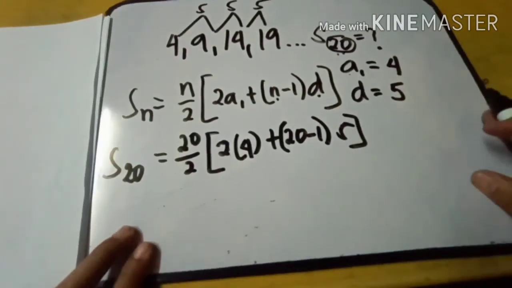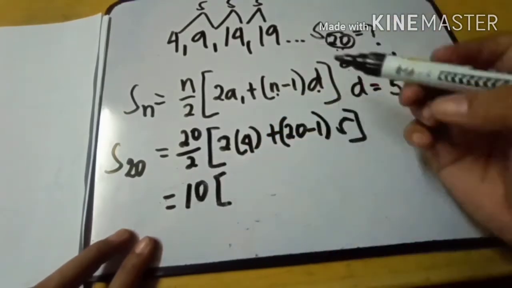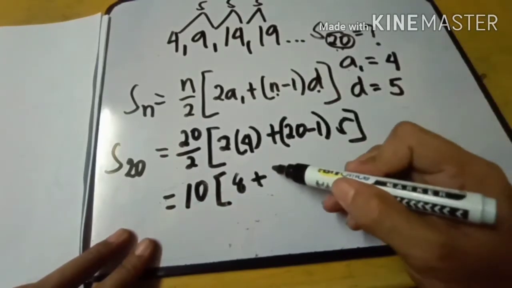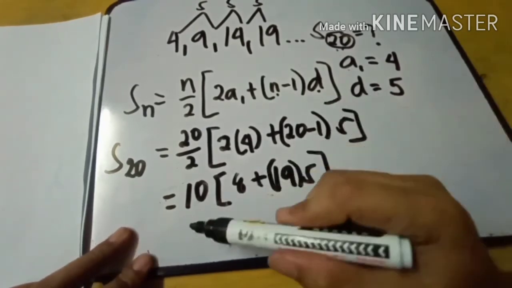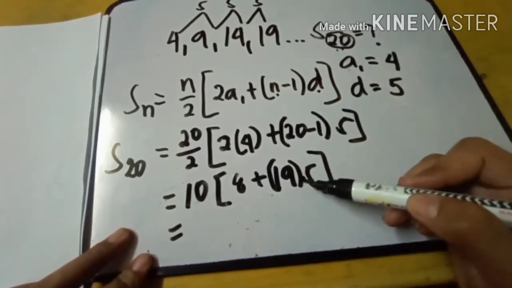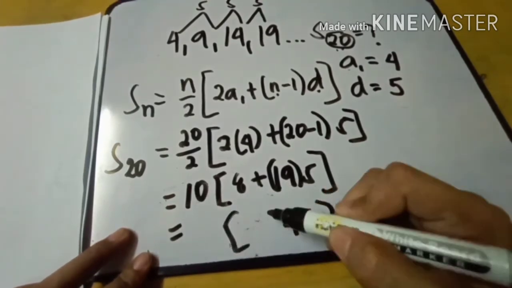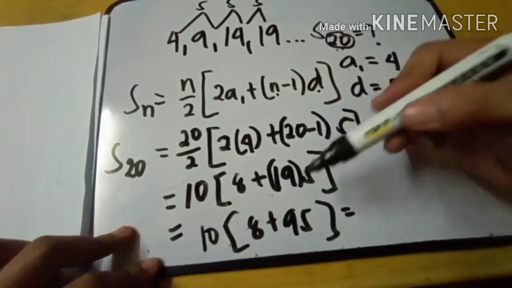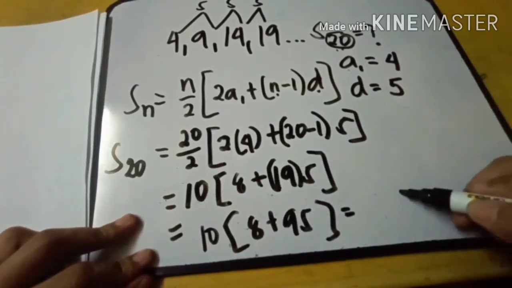So we simply evaluate now. 20 divided by 2 will give us 10. Then 2 times 4 will give us 8. Then 20 minus 1 will give us 19. Then we have to multiply this by 5. We multiply this one first: 19 times 5 will give us 95. So here, 95 plus, we copy 8 and also 10. Then 95 plus 8 will give us 103.